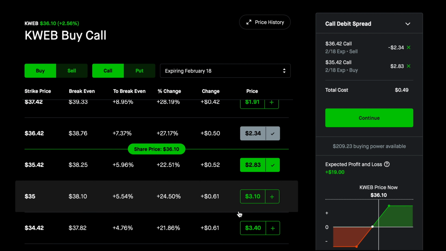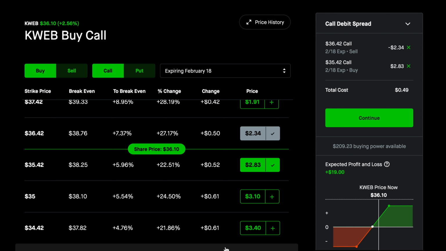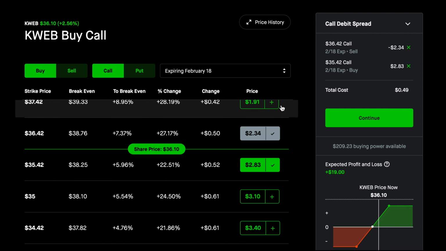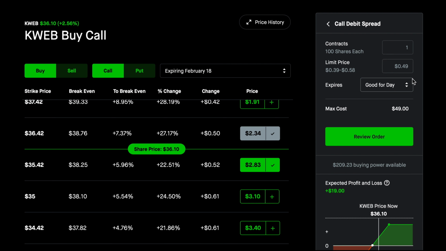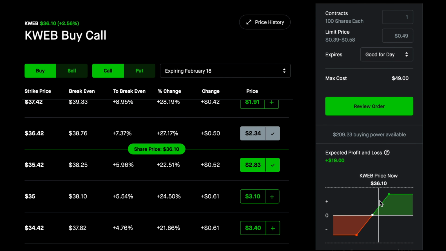So as you can see here, instead of receiving a credit, we will actually pay a debit. So that's why it's called a call debit spread. So let's take a look at this P&L graph. As long as it's above 35.91, we will make a profit, and if it's above 36.42, we will be able to make a $51 profit, and all we have to pay is $49. We can see here our max cost is only $49. Look, I can easily buy 4 of these, but we don't want to do that. We want to trade small and trade often.